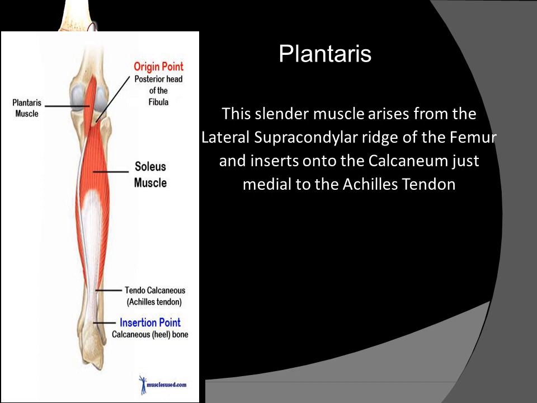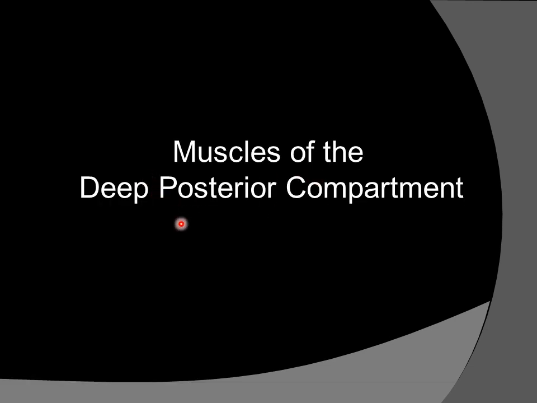So we have discussed about the gastrocnemius, the soleus, and the plantaris, which are the superficial muscles of the posterior compartment of the leg. You should remember their origin, insertion, nerve supply, and actions. Let us discuss about the deep muscles of the posterior compartment of the leg.